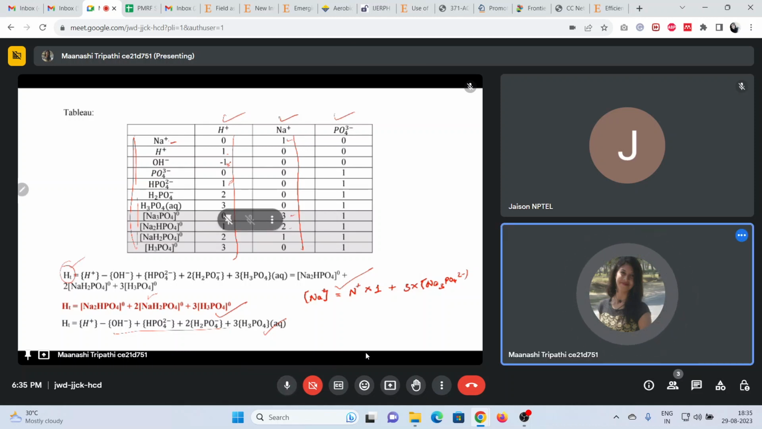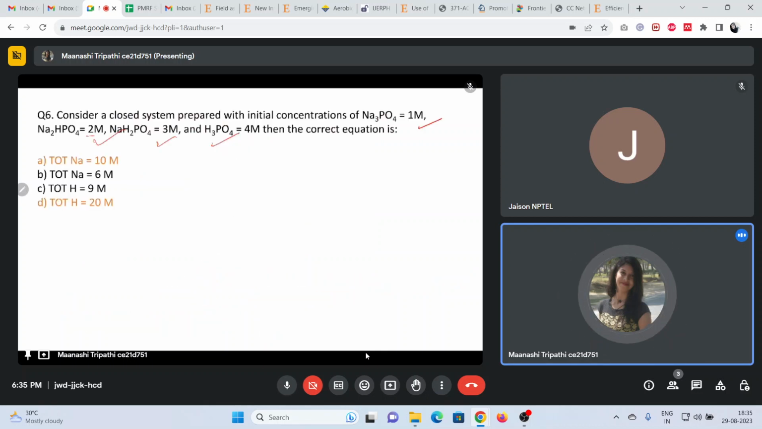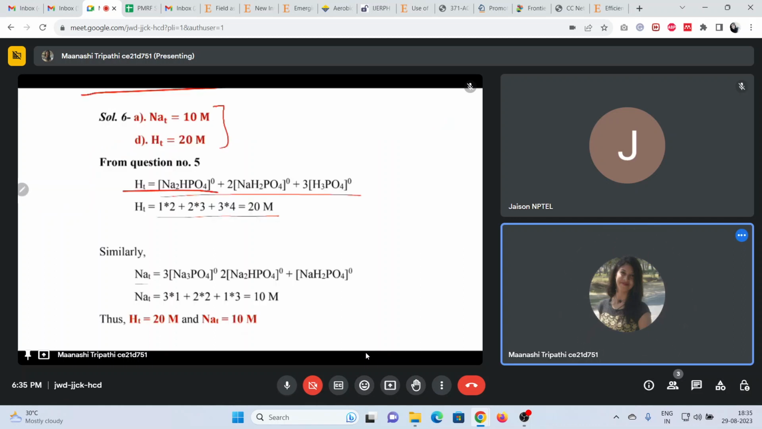Oh, I'm sorry, my mic was off, so I think I should repeat the part. So we were at question number 6. We will consider a closed system having the initial concentration of all these components, which we found directly in question number 5, right? So in this question you have to do nothing. We just have to put all these concentrations in the solution like I have shown here.